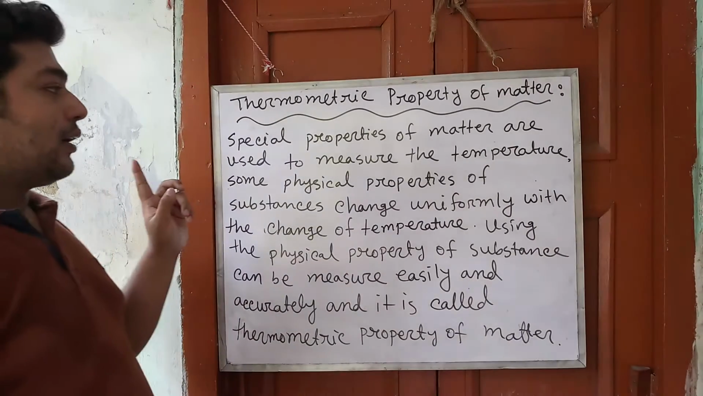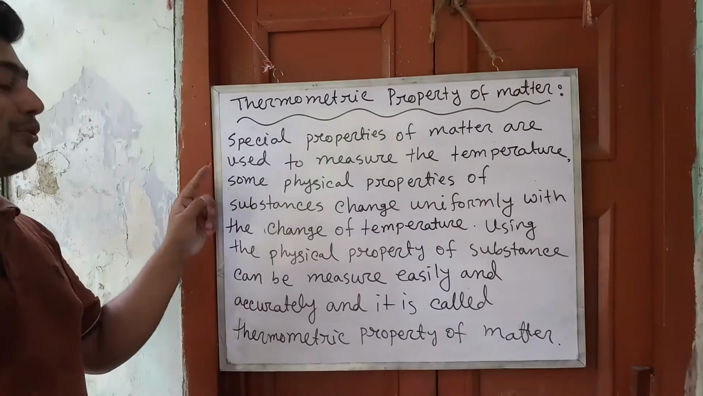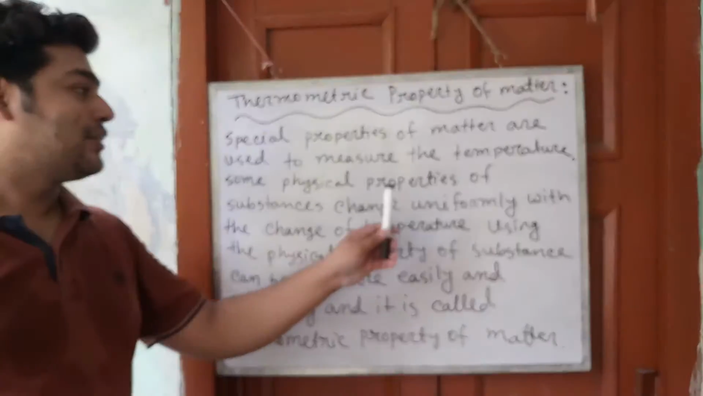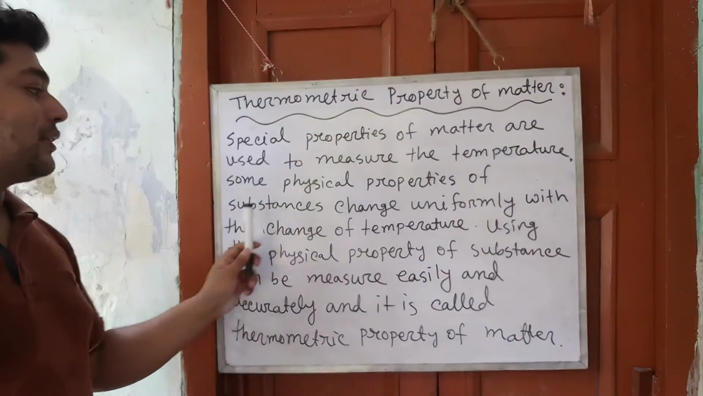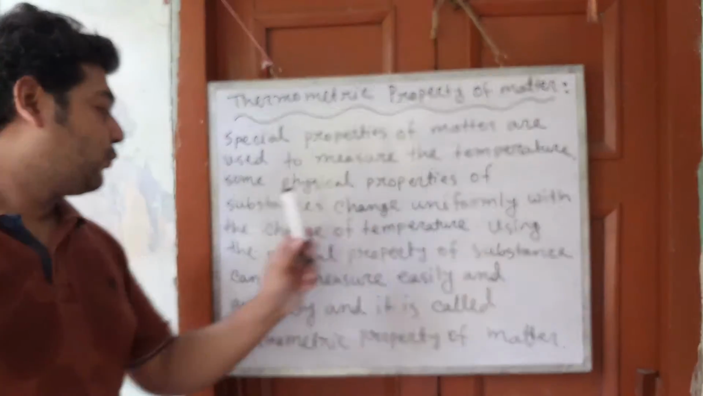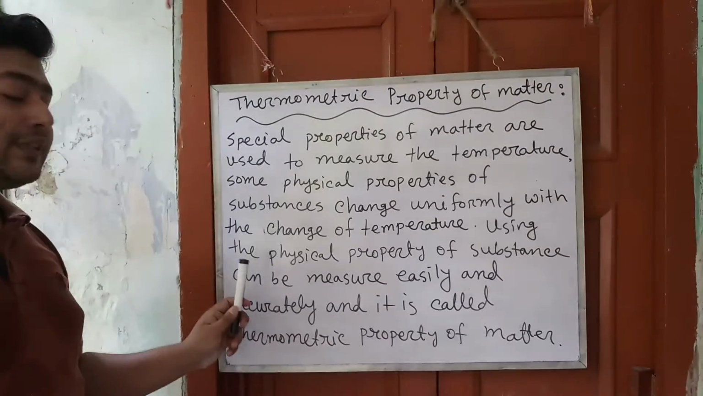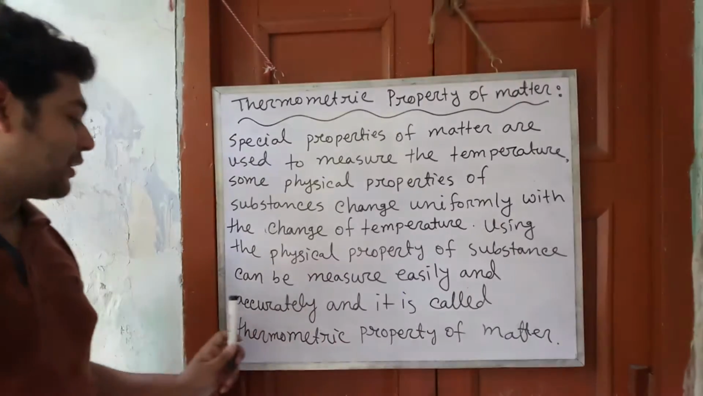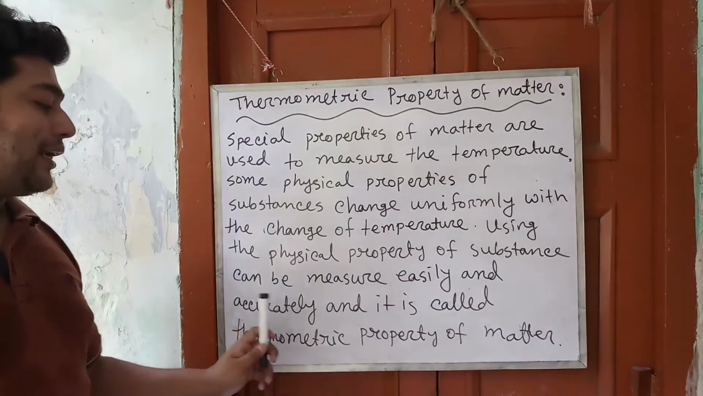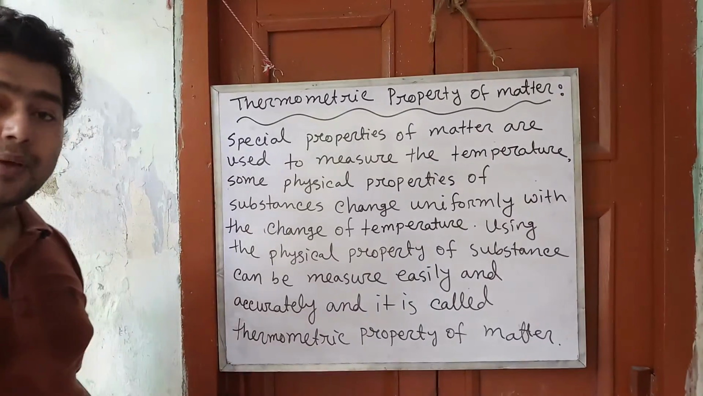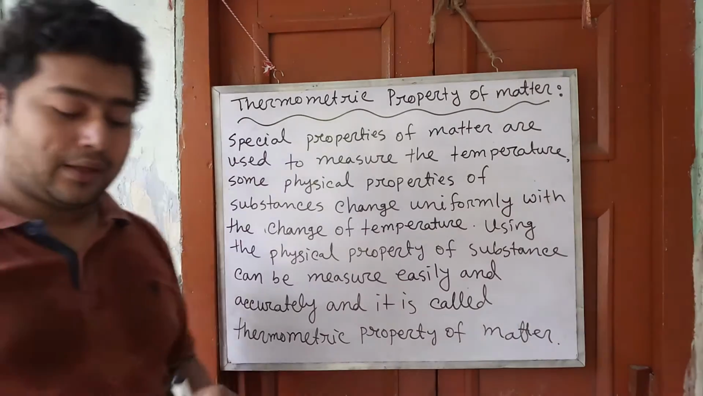Okay. Special properties of matter are used to measure the temperature. Some physical properties of substance change uniformly with the change of temperature. Using the physical property of substance can be measured easily and accurately, and it is called the thermometric property of matter.